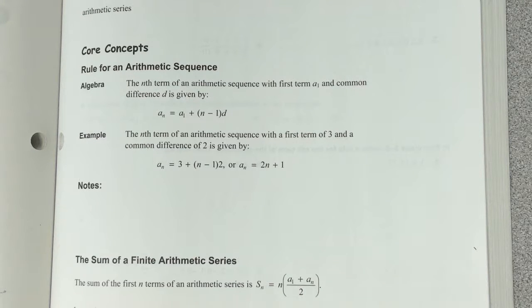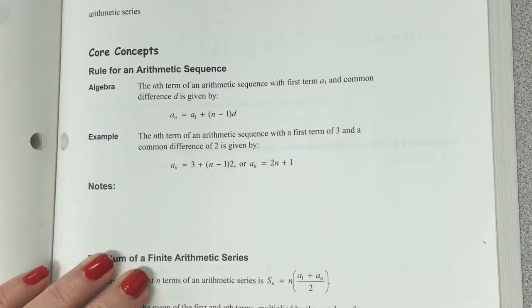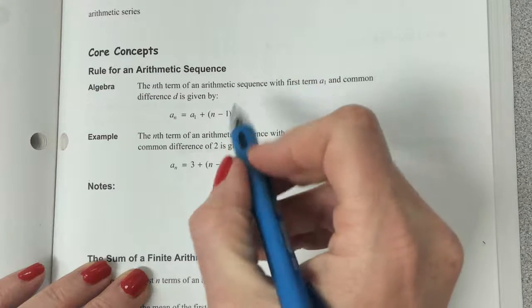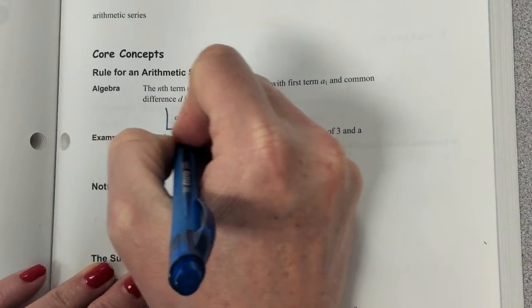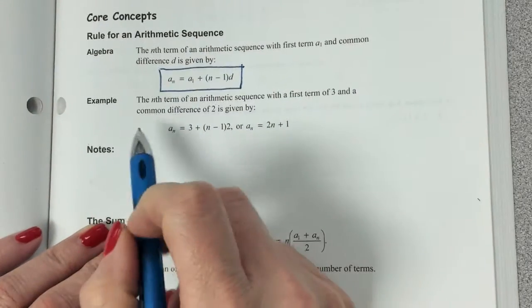All right, so looking down here at the middle of the page says the rule for an arithmetic sequence. So yesterday we were talking about all these sequences, and we did talk about the arithmetic ones, but we didn't have a specific formula that would really help us. And this is a very helpful formula, so you want to make sure that you have this memorized by the time we have our next quiz or test.